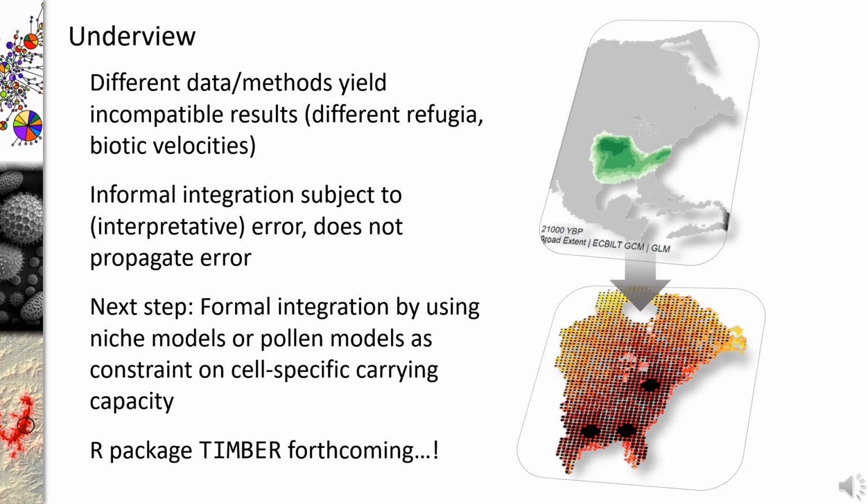So our main conclusion is that the field is ripe for a formal integration of these different methods. One way to do that would be to merge, for example, the niche models and the genetic simulations, or the pollen vegetation models and the genetic simulations, using the former as constraints on carrying capacity for the latter. And it's our firm belief that only a full accounting of all sources of information and uncertainty will allow us to really infer the biogeographic history of species.